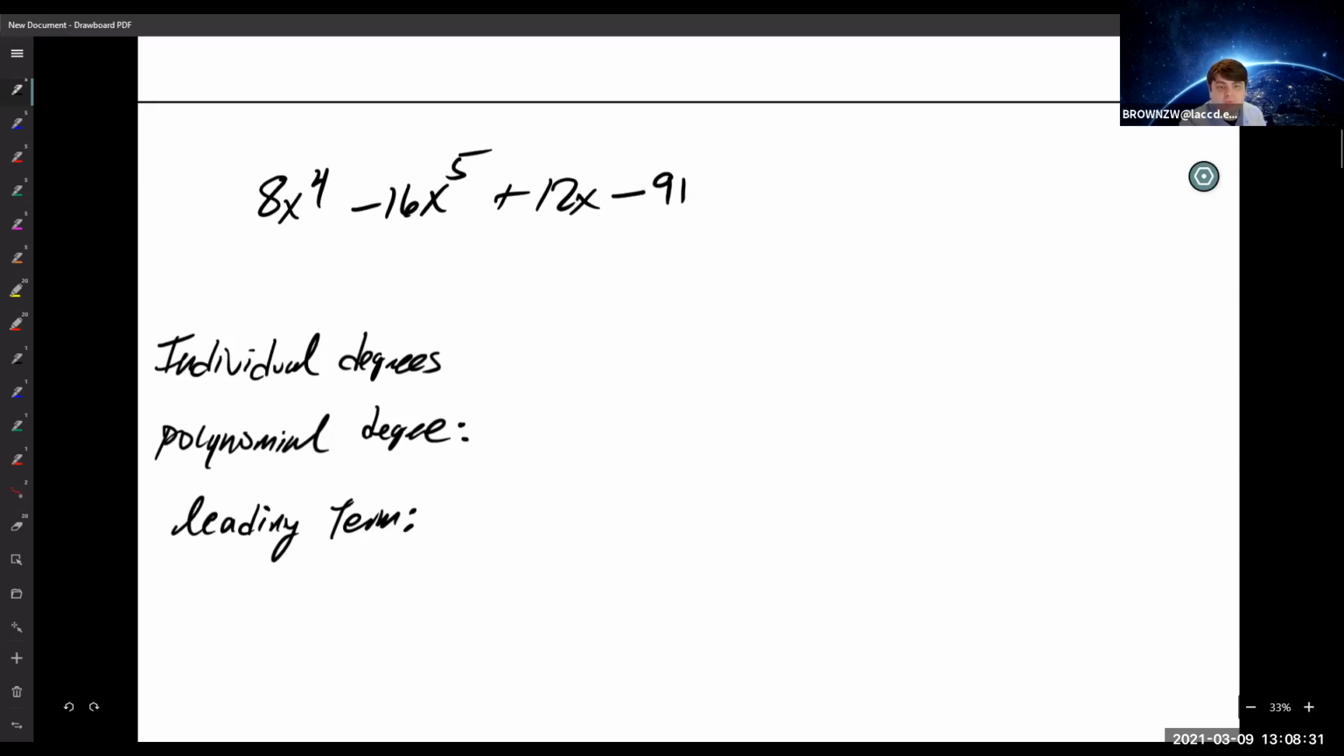The individual degree is very simple. We're just looking at the powers here. So this is a power of 4. This is a power of 5. This is a power of 1. This is a power of 0. So those are my individual degrees. The polynomial degree is just the highest power here, so that would be 5. And the leading term is that highest power term, so it would be negative 16x to the 5th.